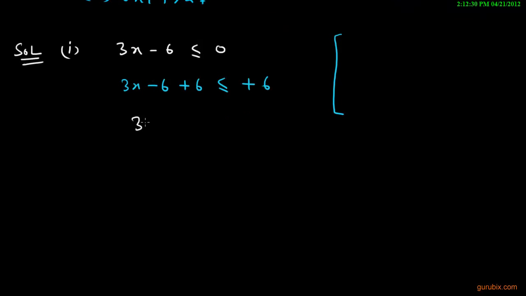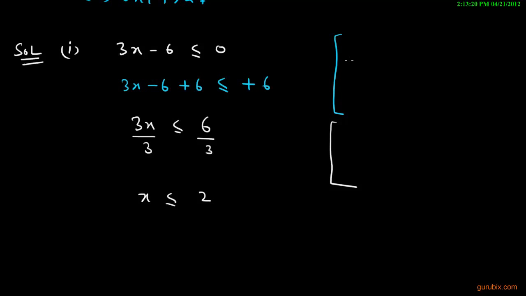So we did this step like this, and now we can cancel out this negative 6 with this positive 6. Then we get 3x less than or equal to 6, and now we can divide both the sides by 3. Then it will be x less than or equal to 2, and the rule here is that both sides of an inequation can be multiplied or divided by the same positive real number without changing the sign of inequality. Because we divided by a positive number, we need not reverse the sign of inequality.